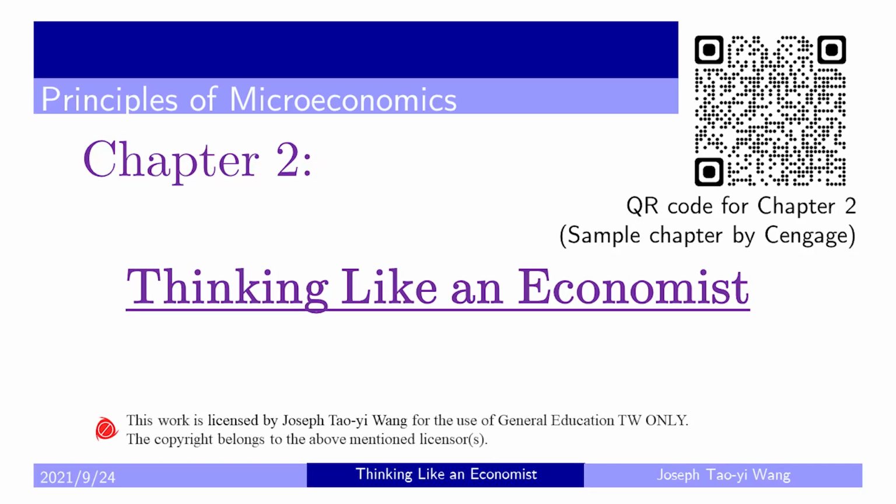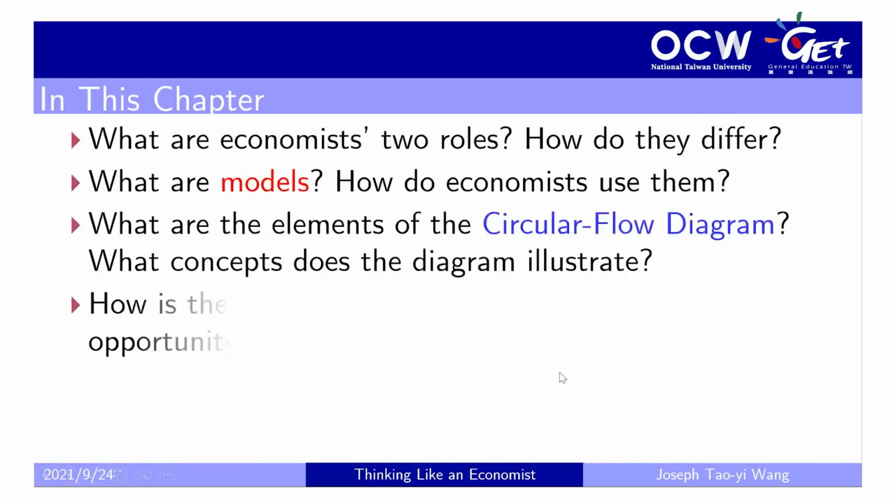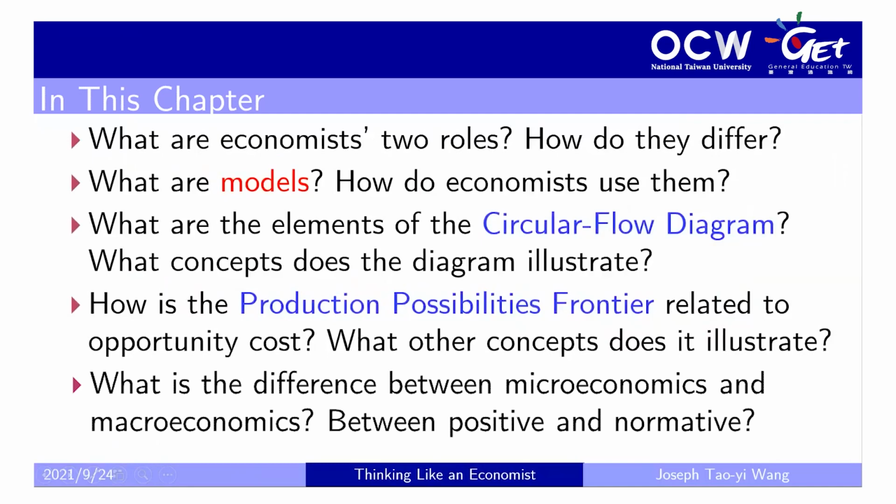So now we can move to chapter 2. Chapter 2 is about how to think like an economist. In this chapter, we'll look at what economists do. They have two roles. Then we'll look at models and how economics uses models. We have two examples here: one is the circular flow diagram, and the other is the production possibility frontier. And then we'll look at the difference between micro and macroeconomics, and what is positive and normative.